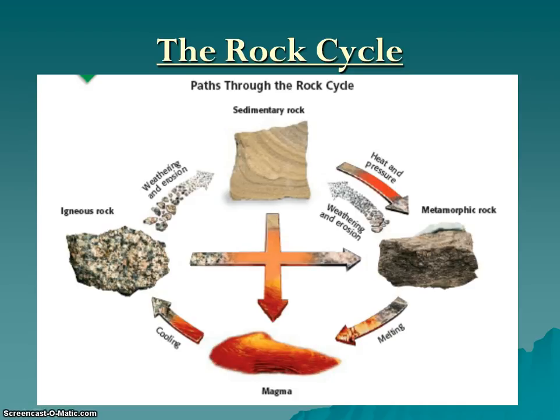You're looking at magma that can cool, and then it forms an igneous rock. Maybe that magma makes it to the surface, turns into lava, and then cools into an igneous rock. That igneous rock could go through a lot of heat and pressure and change into a metamorphic rock. That igneous rock can be broken down through weathering and erosion and change into a sedimentary rock. Sedimentary rock, once again, can be melted straight back into magma.